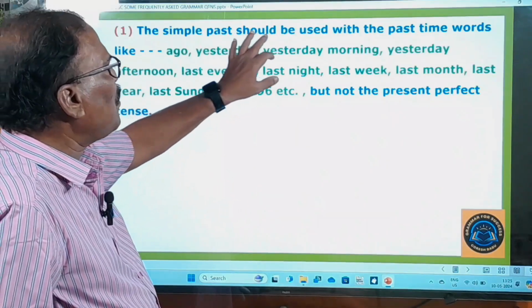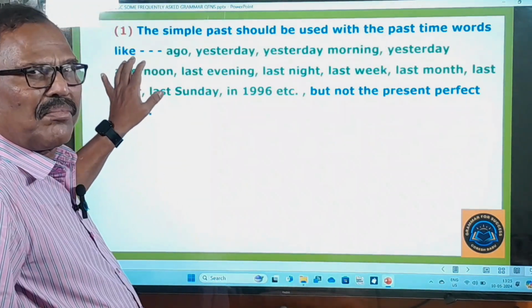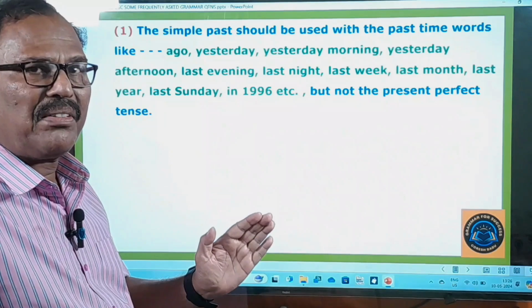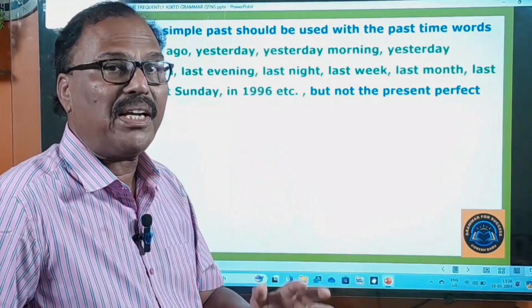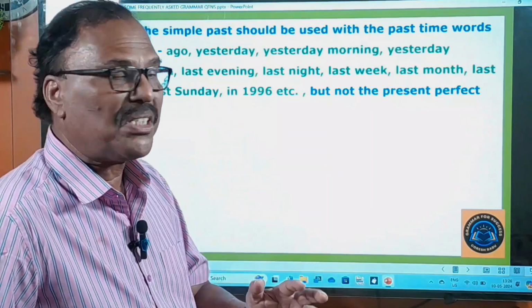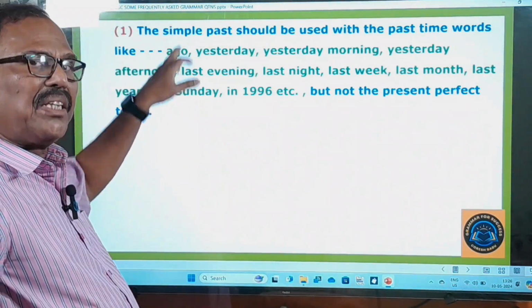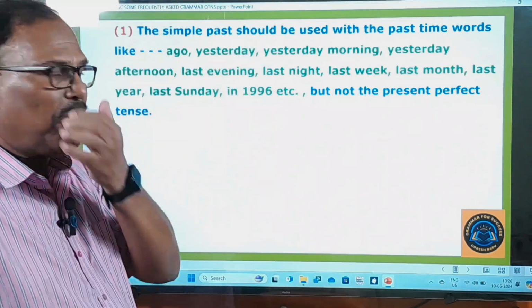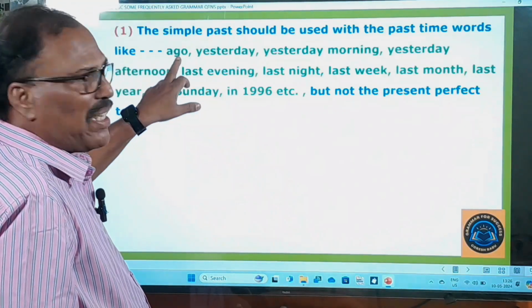The simple past should be used with past time words only. The simple past tense, all of you know very well, is used only with past time indicating words. What are the past time indicating words? Ago is a past time indicating word: a week ago, 2 months ago, a year ago. Ago indicates a past time, okay?